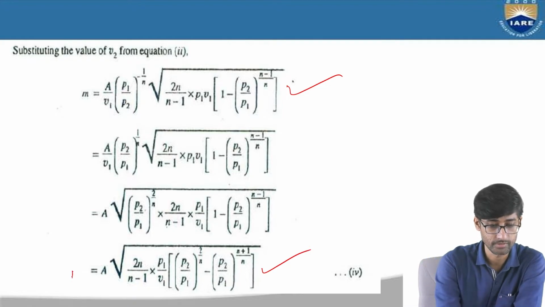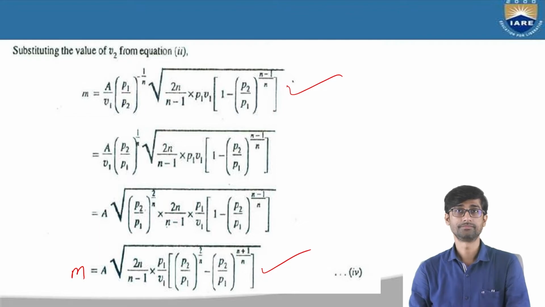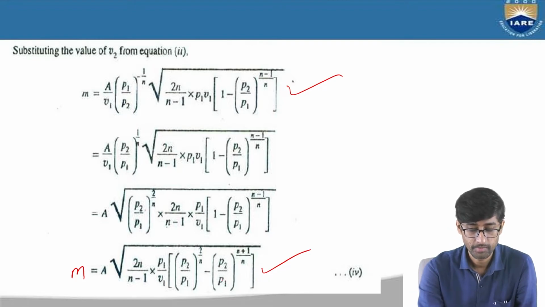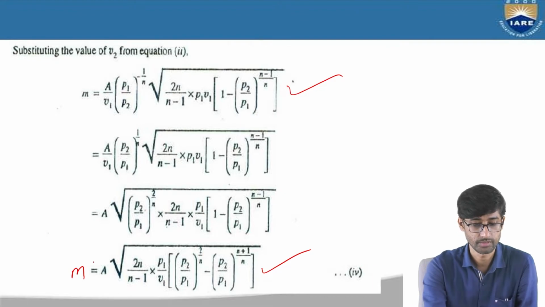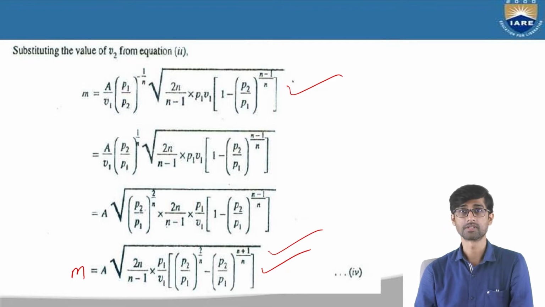Finally, you reach this equation: area under root 2n by n minus 1 into P1 by V1 whole into P2 by P1 to the power 2 by n minus P2 by P1 to the power n plus 1 by n. So this is equation number 4. This equation is important. How to calculate the mass? This is the mass of steam flowing through the nozzle.